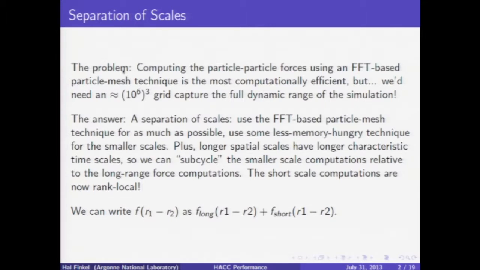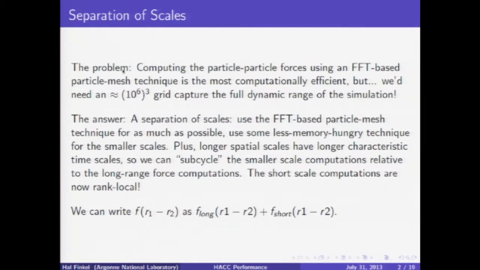You don't need it for the long-range interaction. In addition, because of the way this is done, the short-range interactions are now local to every node, to every rank. And so we really get a number of nice advantages out of just saying, I'm going to take this function and write it as the sum of two functions, one of which is the algorithm I'd really like to use, and the other is whatever I need to do to take care of what's left over.